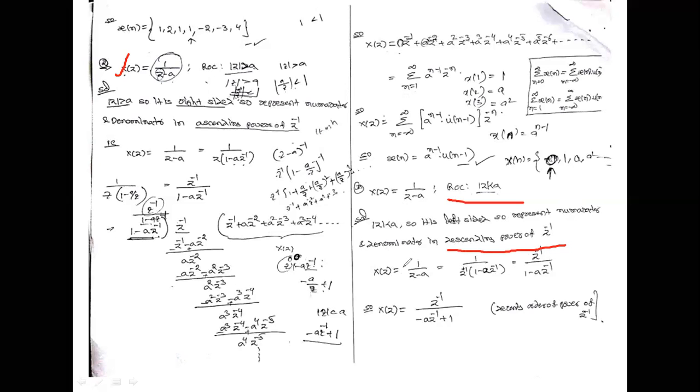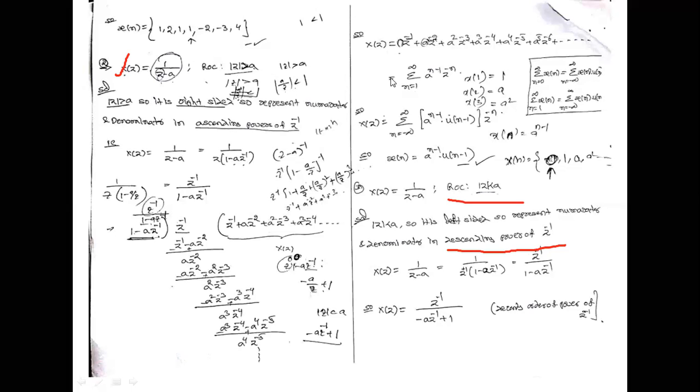So again, simplify this 1 by z minus a as z inverse by 1 minus a z inverse. The numerator is z inverse, and the denominator you can write in descending order. Previously we started from 1 minus a z inverse. Now we divide by z power minus 1 and write minus a z inverse plus 1. Got it, my dear students?